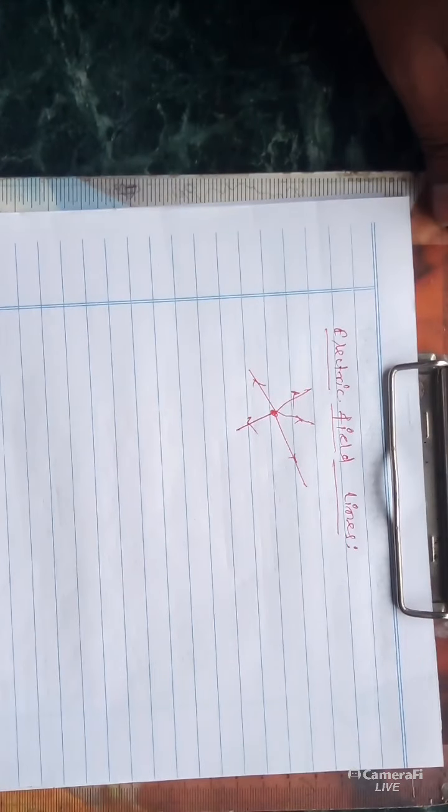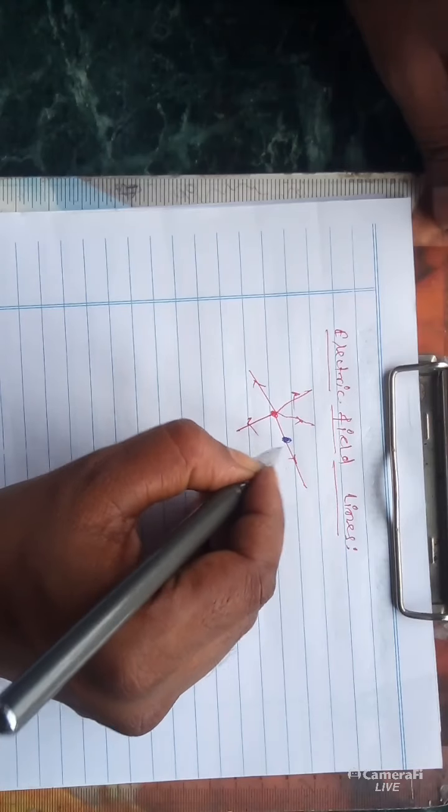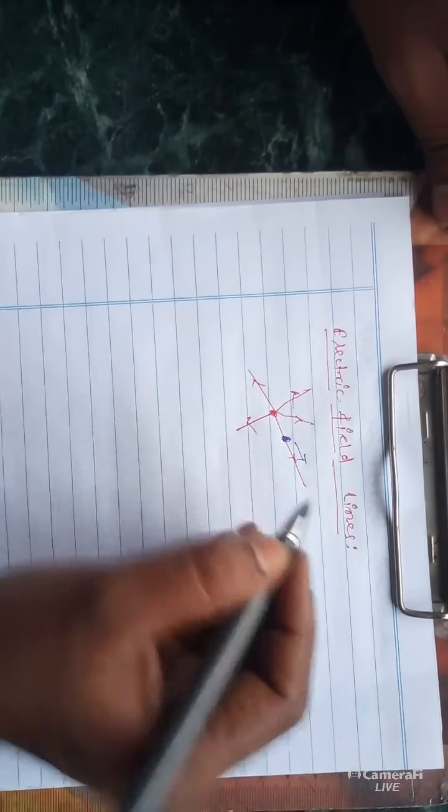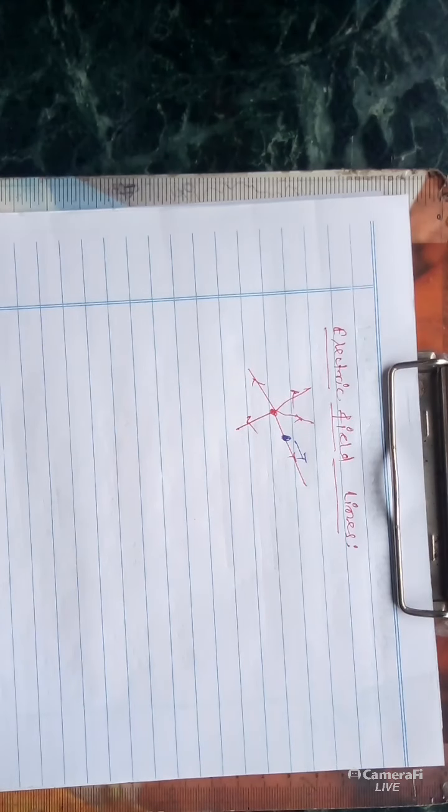So what are electric field lines? If we put a unit positive charge or test charge, then this test charge will move along this field. So electric field lines are the imaginary path where, if we put a positive test charge over there, it will move along that path.